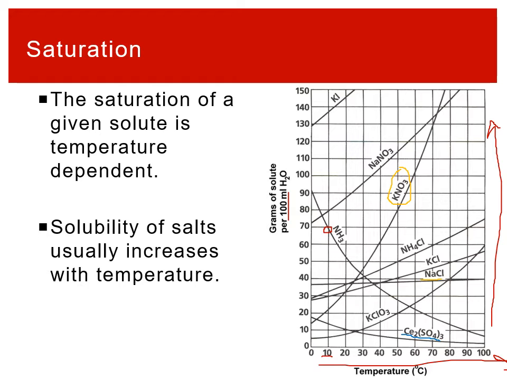And I will note, you'll note ammonia is a covalent compound, and its solubility is decreasing over temperature. That's much more common for covalent compounds. When we're talking about ionic compounds, the solubility almost always increases.